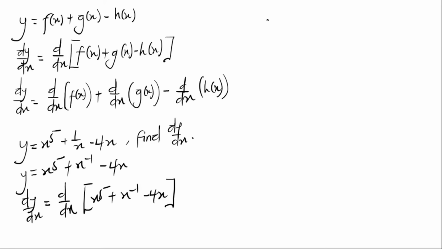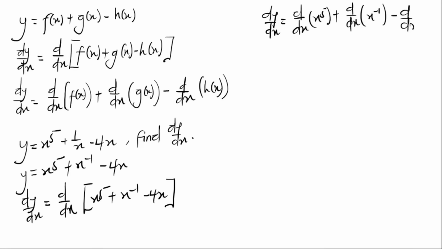Okay, so from here our dy/dx is equal to the differentiation of each of the individual functions in the bracket, that is d/dx of x^5 plus d/dx of the function x inverse minus d/dx of 4x. This is 4x because the negative is already outside. So now we can differentiate these functions individually.